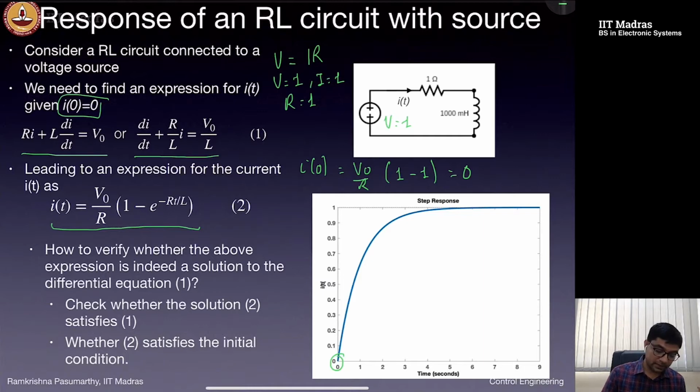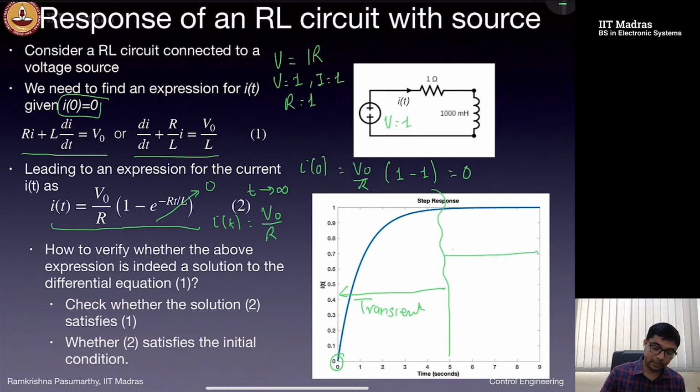Okay, now what happens in the steady state as t goes to infinity? As t goes to infinity, this term goes to 0, and I'm just left with V naught over R. Okay, again, in this case, these are my transients, and this is the steady state.